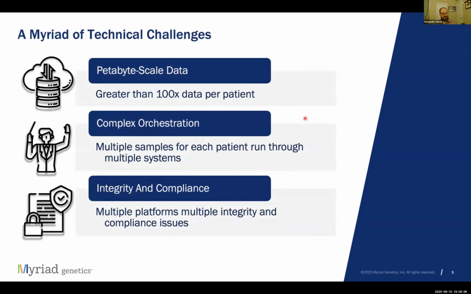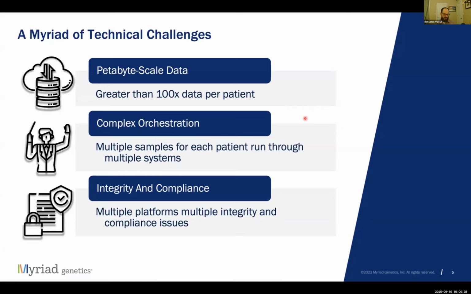MRD presents a suite of new technical challenges. The scale of the data is much greater than we have encountered in the past. Sample data now expands from 1 to 3 gigabytes per sample to 300 gigabytes per sample, now with multiple time points for each patient and multiple samples for each patient.